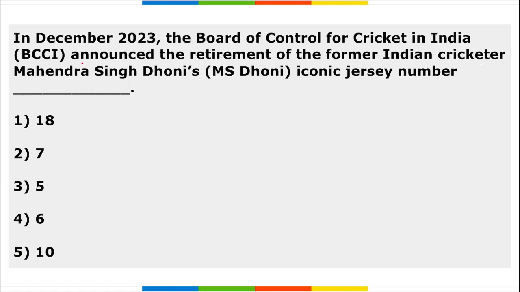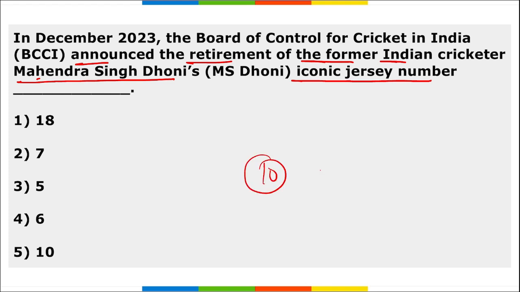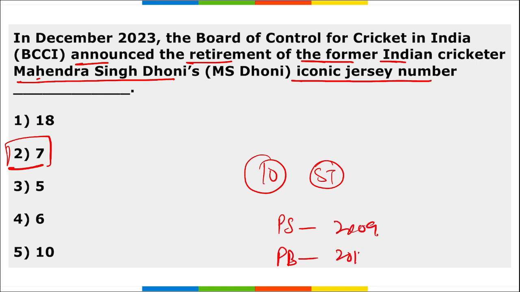Next, BCCI announced the retirement of former Indian cricketer Mahendra Singh Dhoni's iconic jersey number 7. So remember, before this, the number 10 jersey of Sachin Tendulkar was also retired, and now the number 7 jersey of Mahendra Singh Dhoni has also been retired by BCCI. This retirement means that no other player can now opt for this jersey number. Then if we talk about Mahendra Singh Dhoni, he was awarded the Padma Shri in 2009 and the Padma Bhushan in 2018.